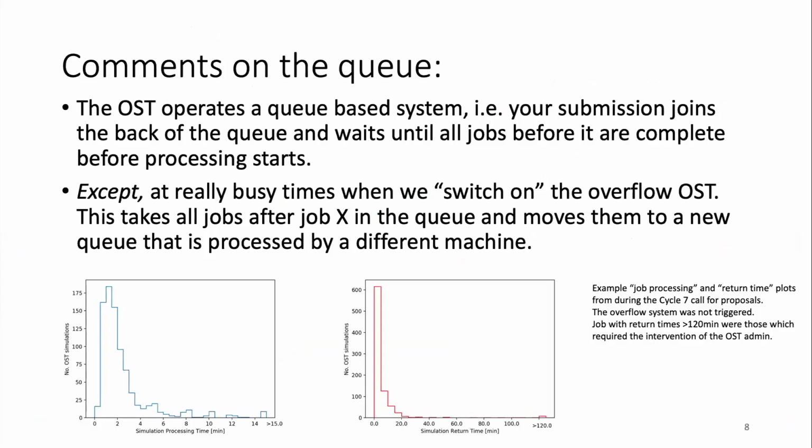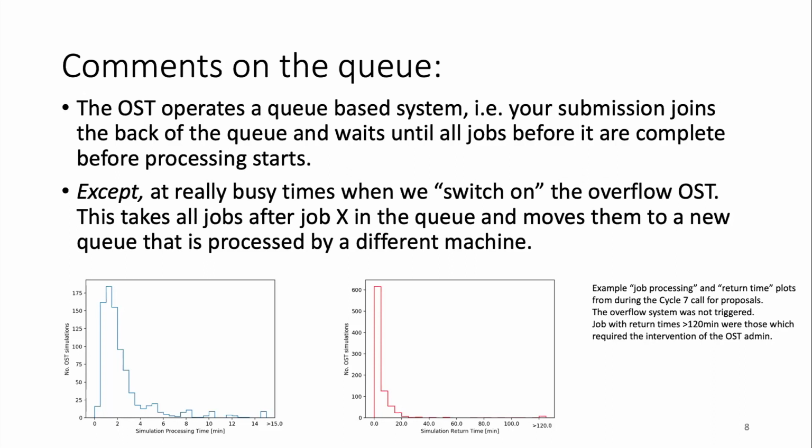Just to comment on the queue. As I said, the OST is a queue-based system. People can submit jobs at any time, but the OST can only process one job at once. So your job will wait until its turn in the queue before processing starts. The exception to that is when it is a very busy time, so the last 4 or 5 days before a call for proposal deadline, we turn on the OST overflow, which is a second system which will run jobs. It will take any job after X in the queue, move them to a different system and start processing them there, just to make both queues shorter and jobs get processed more rapidly.